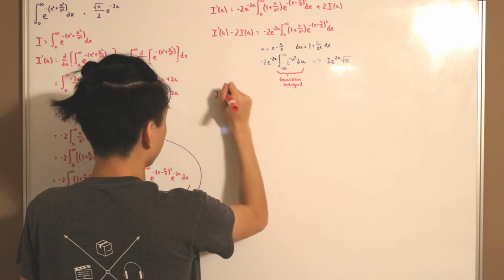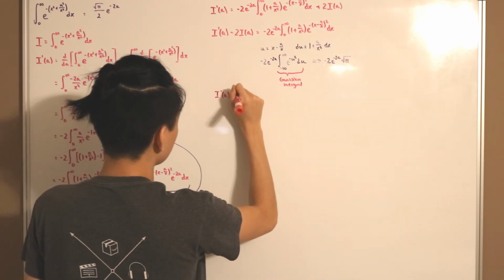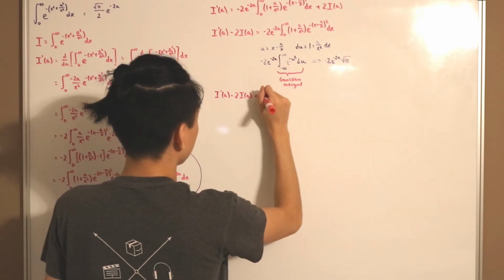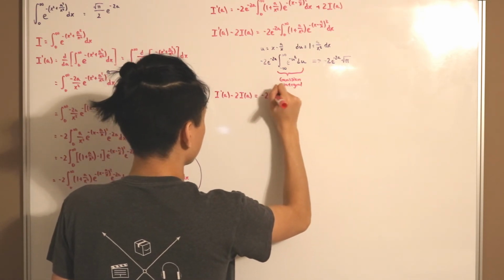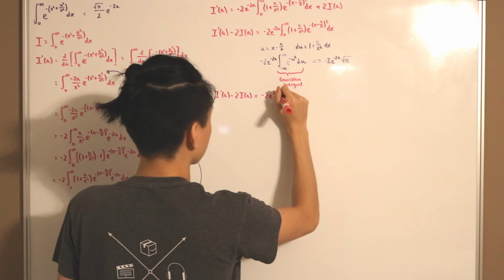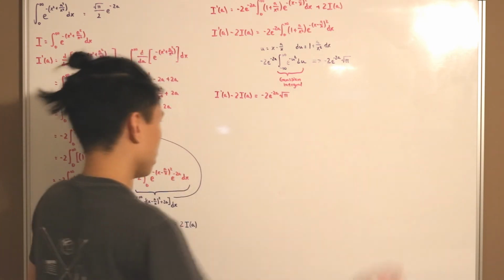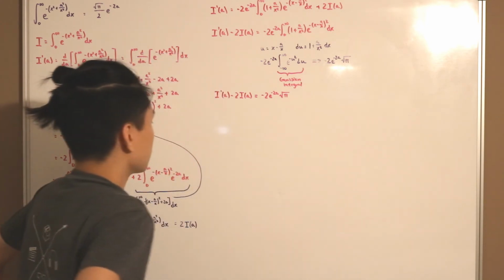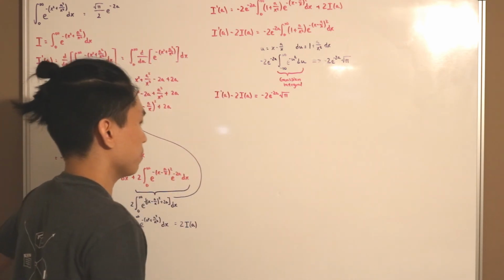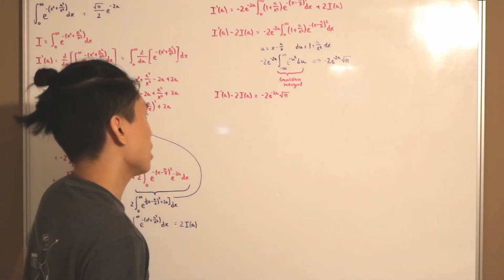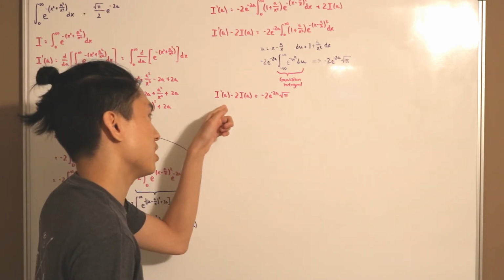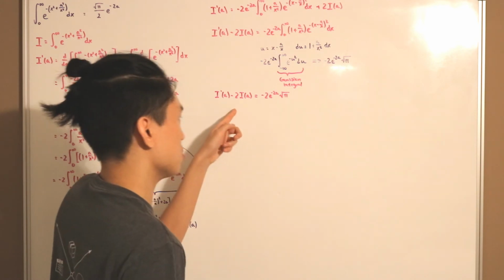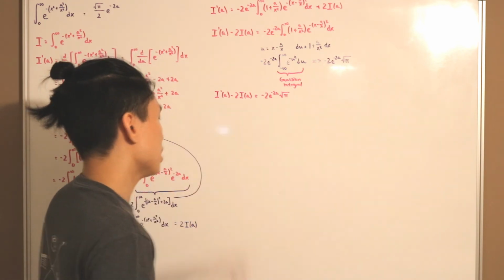Okay, and now rewriting everything we have. So we have I prime of a minus 2 times I of a is equal to negative 2 e to the negative 2a times the square root of pi. Now this is very interesting. The next thing we're going to do is pay attention that this is a very special form. This is a differential equation. Specifically, this is known as a linear equation.